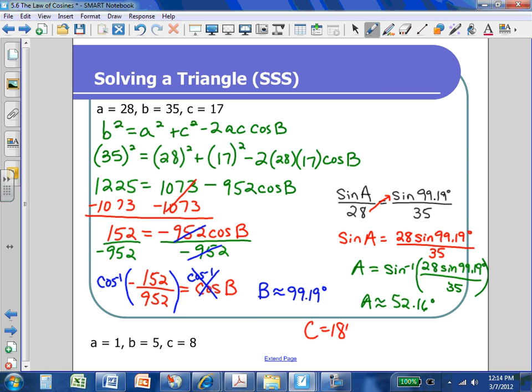Now that I have angle A and I have angle B, we're going to find angle C by taking 180 degrees and subtracting the sum of 99.19 plus 52.16 degrees. And angle C comes out to be approximately 28.65 degrees. So you've solved for all three of your angles after you were given all three of your sides. This was the first example of solving a triangle given three sides.